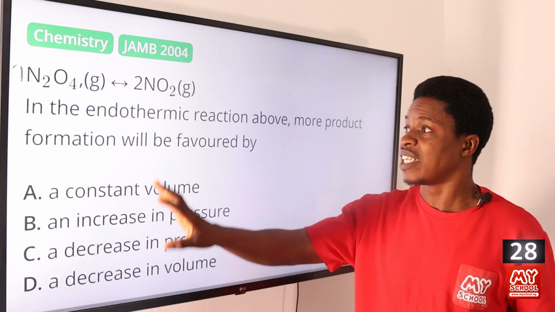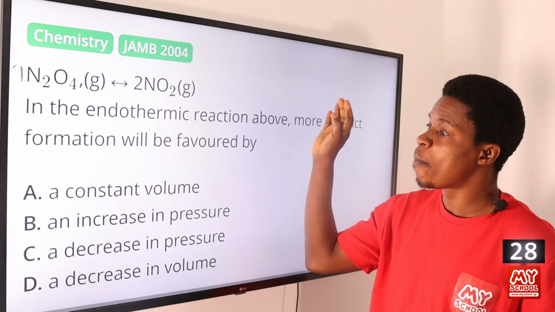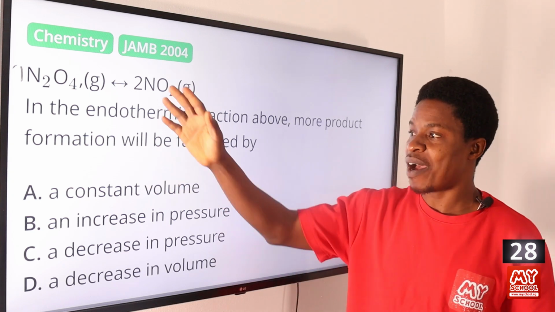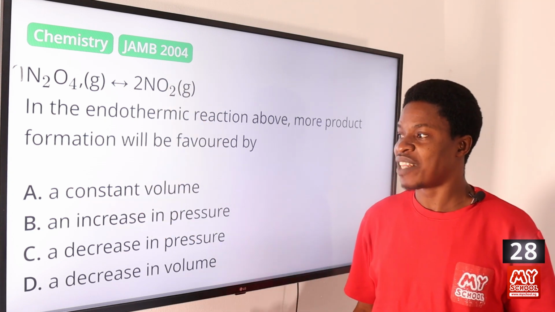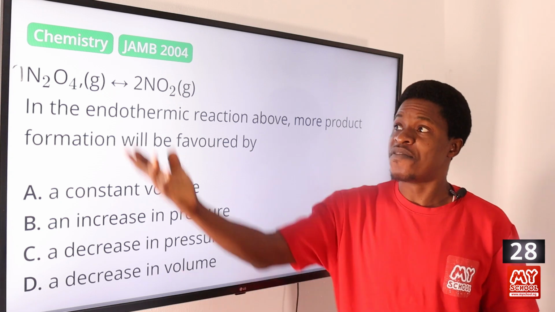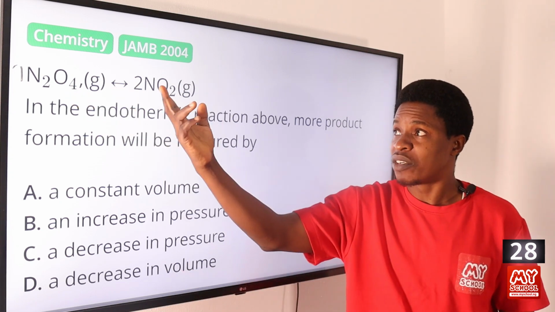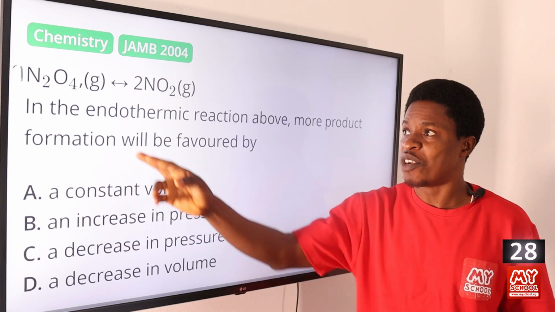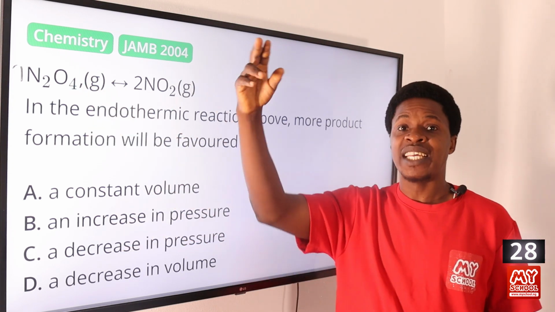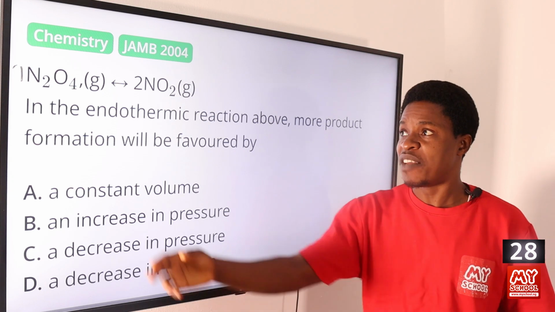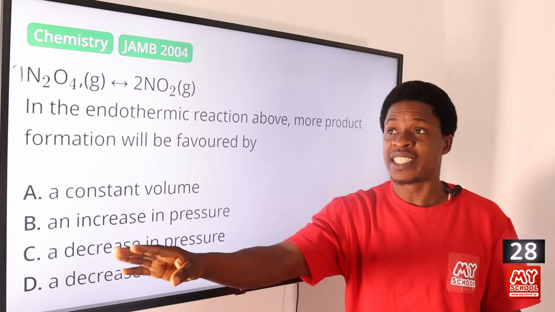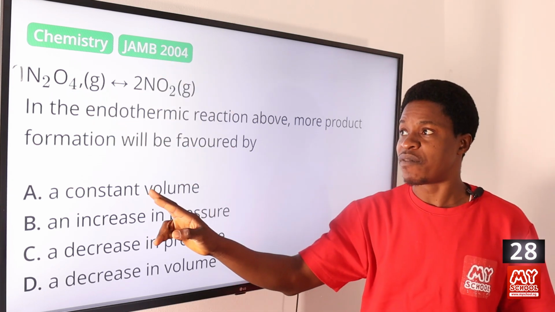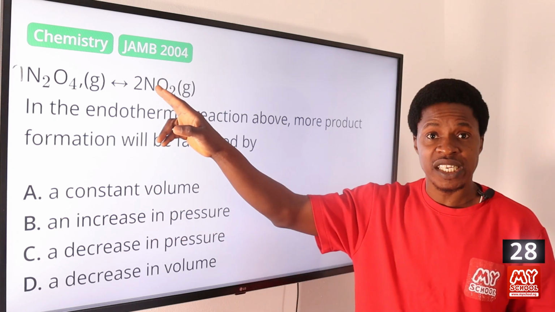So the question is saying, in this reaction now, more product formation will be favored by what? Option A says a constant volume. If the volume is constant, you are not going to be having more of this here because it says a constant volume. A constant volume means the volume of this is constant, then this is also constant. It is not specified if it is the volume of the reactant that is constant or this. So this will not have an effect in favoring this.